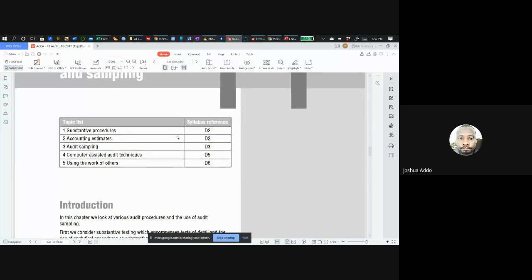So when you look at my screen, you see something like a topic list. A topic list that you should read and understand. My lecture may not cover all the topic lists, but once you have the understanding, if you have a good one, reading to understand the rest of the text is not a problem. So we'll have substantive procedures. I'll explain what it is.